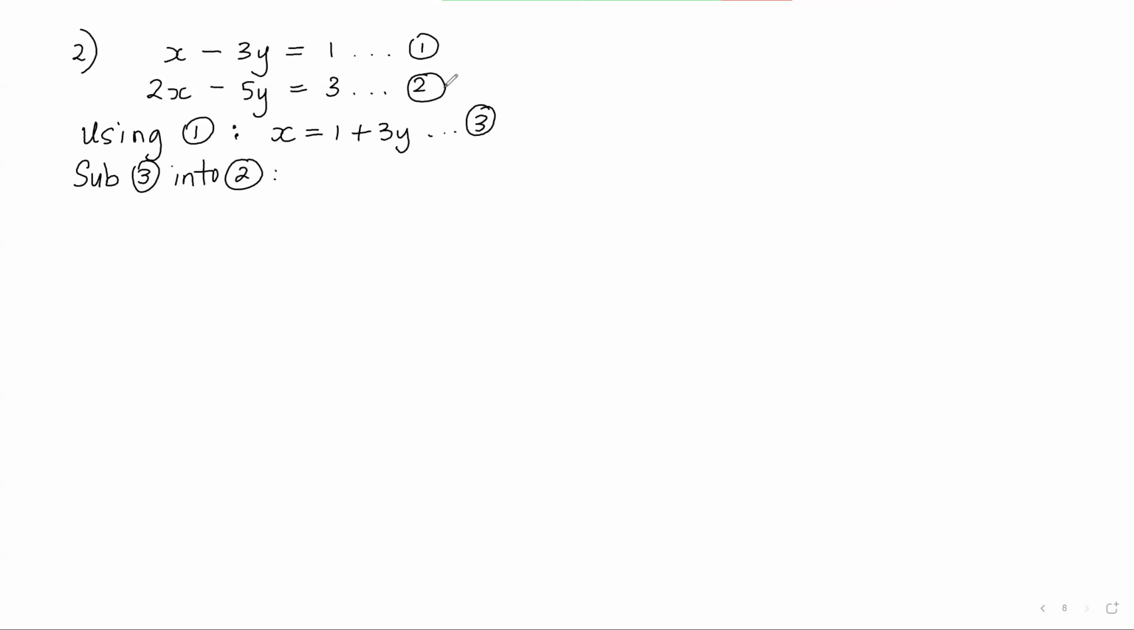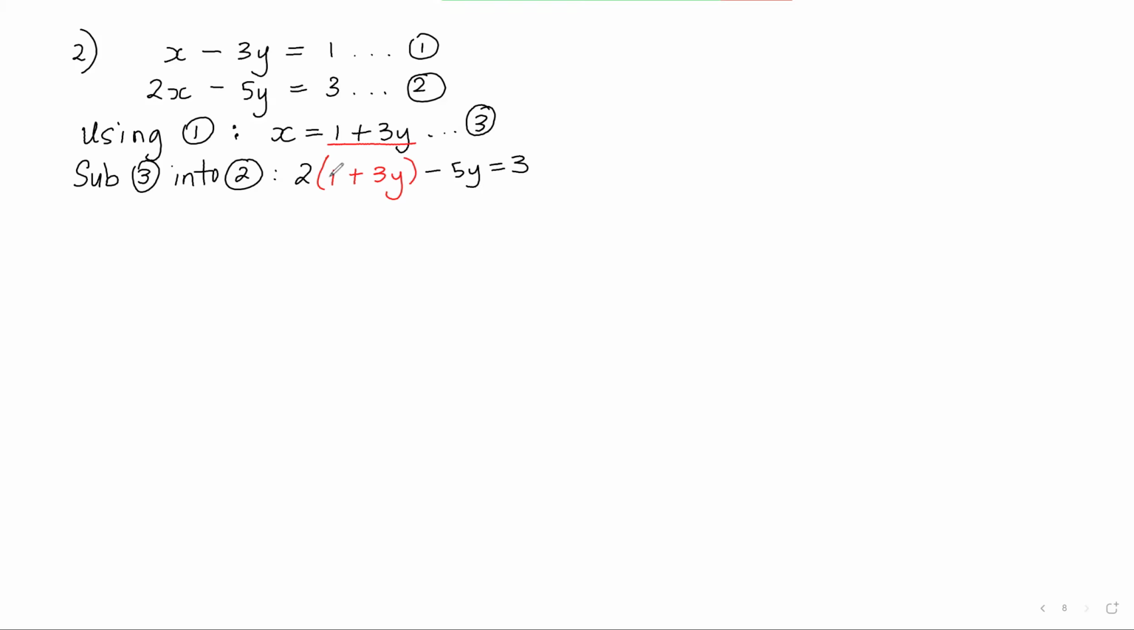This is equation 2. So wherever I have x in equation 2, I'm going to replace it with 1 plus 3y. So equation 2 is 2x minus 5y is equal to 3. So this will be 2 brackets 1 plus 3y, since x is equal to 1 plus 3y. And then the rest of the equation remains the same. So 2 times 1 plus 3y minus 5y is equal to 3. Now I simplify and solve for y.